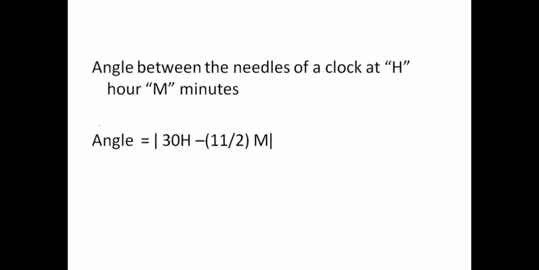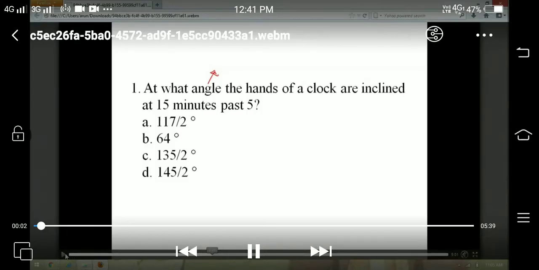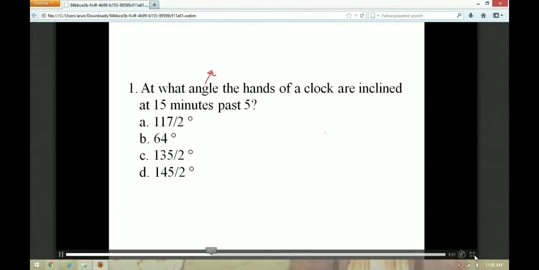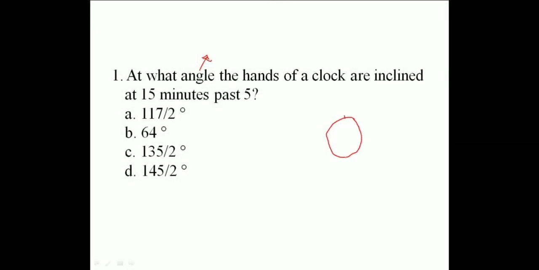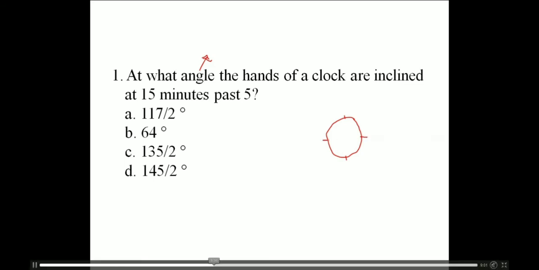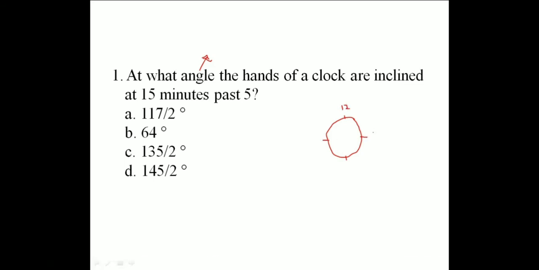There is an equation that we use to find the angle between the hands of a clock at a particular time. The angle between the needles of a clock is 30h minus 11 by 2 m. We can use either this equation or solve without using the formula. So, at what angle are the hands of a clock inclined at 15 minutes past 5? I'm not using the formula here. If using the formula, the modulus of 30h minus 11 by 2 m, we'll get the answer easily.